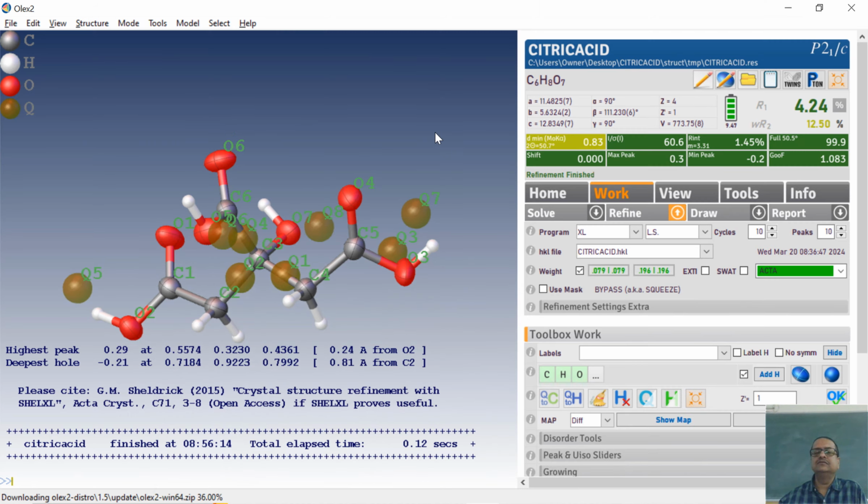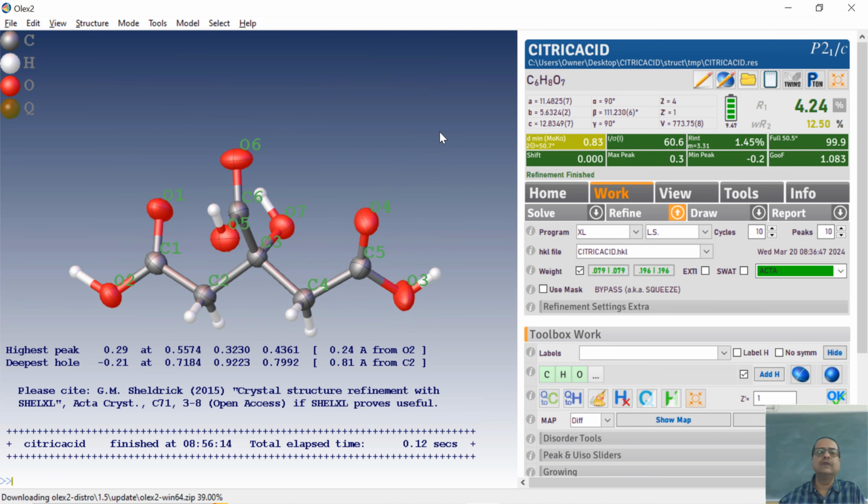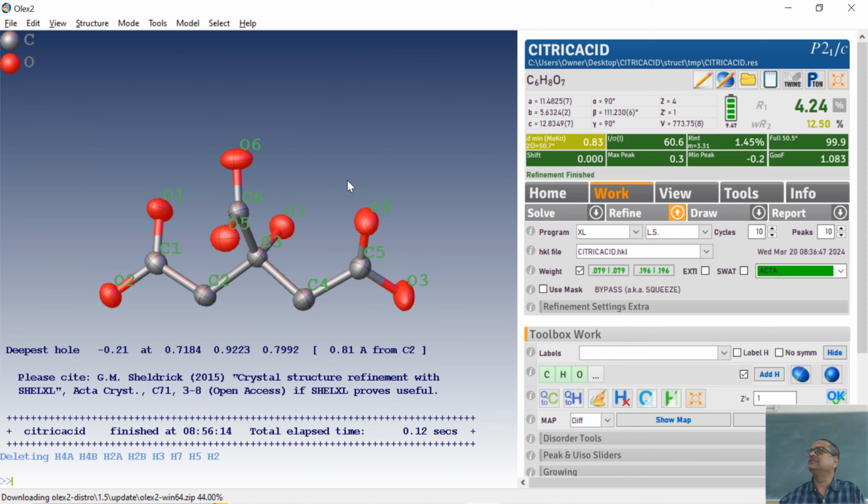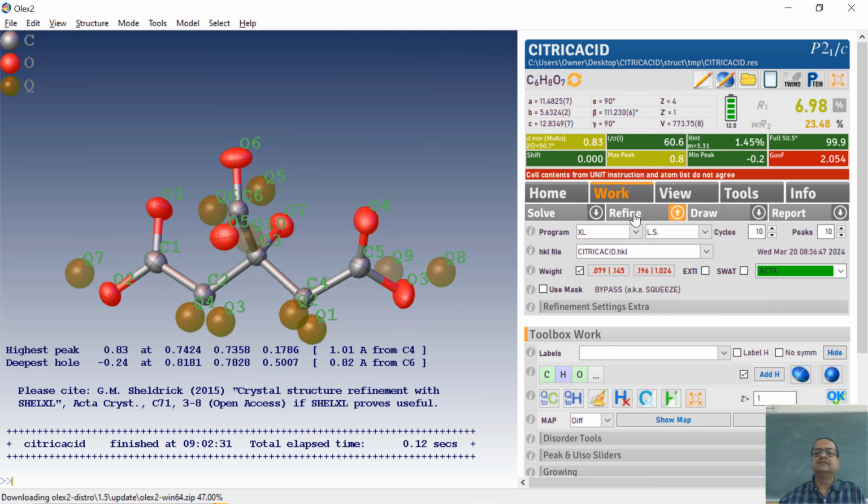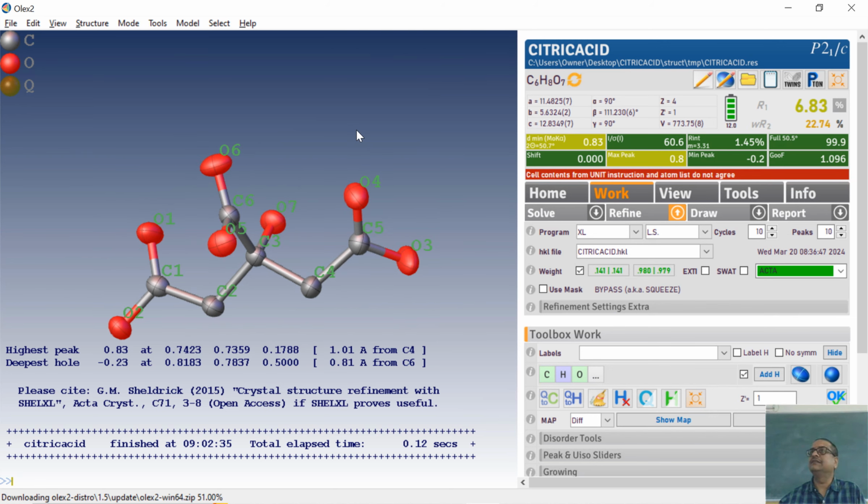So this is a very ambitious refinement using the hydrogen atom positions as they came. Suppose these hydrogens had not come, we did not get these hydrogens at all. What you do is you refine it till everything is green and assume that no hydrogens appeared.